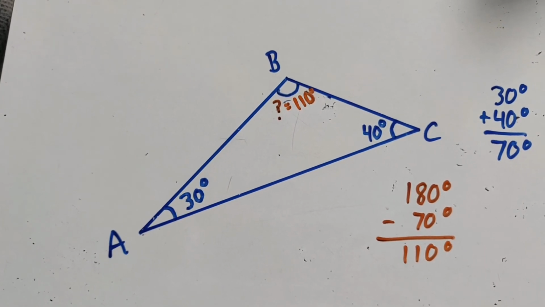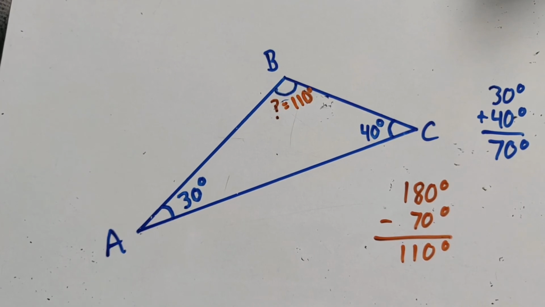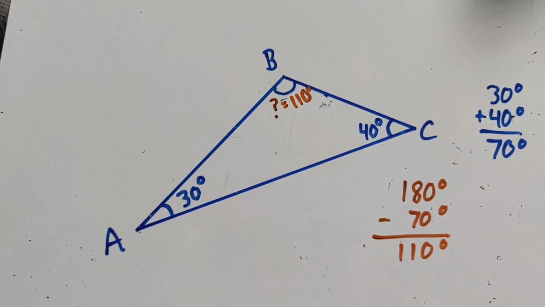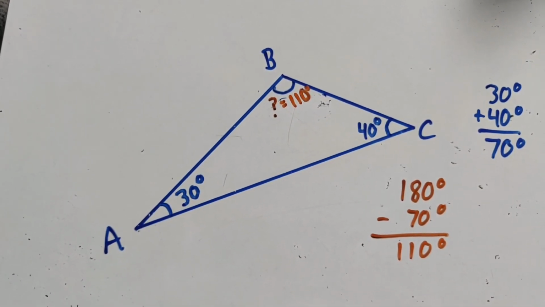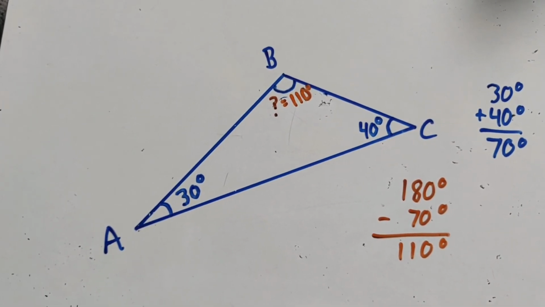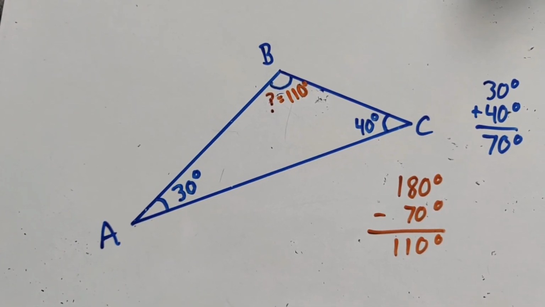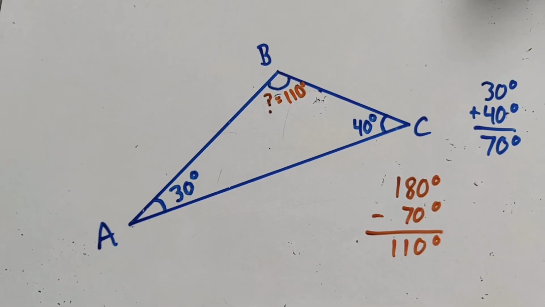Why don't you pause the video for a second and think about that? Okay, welcome back. Well, I noticed that angle ABC is 110 degrees, which is greater than 90 degrees, which makes that an obtuse angle. And any triangle that has an obtuse angle is an obtuse triangle. So this is also an obtuse triangle.